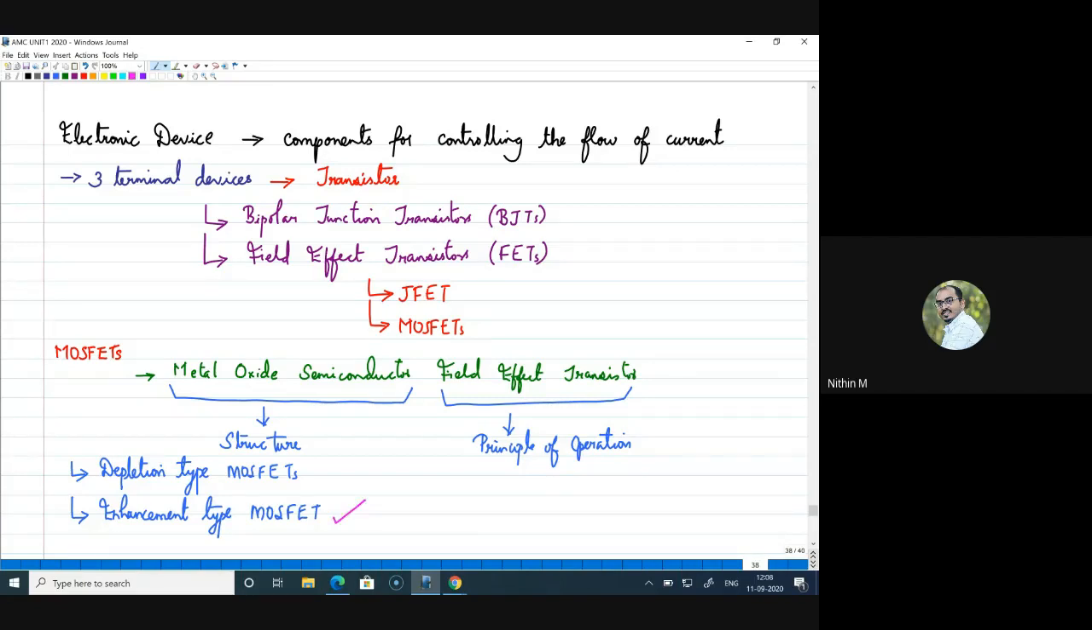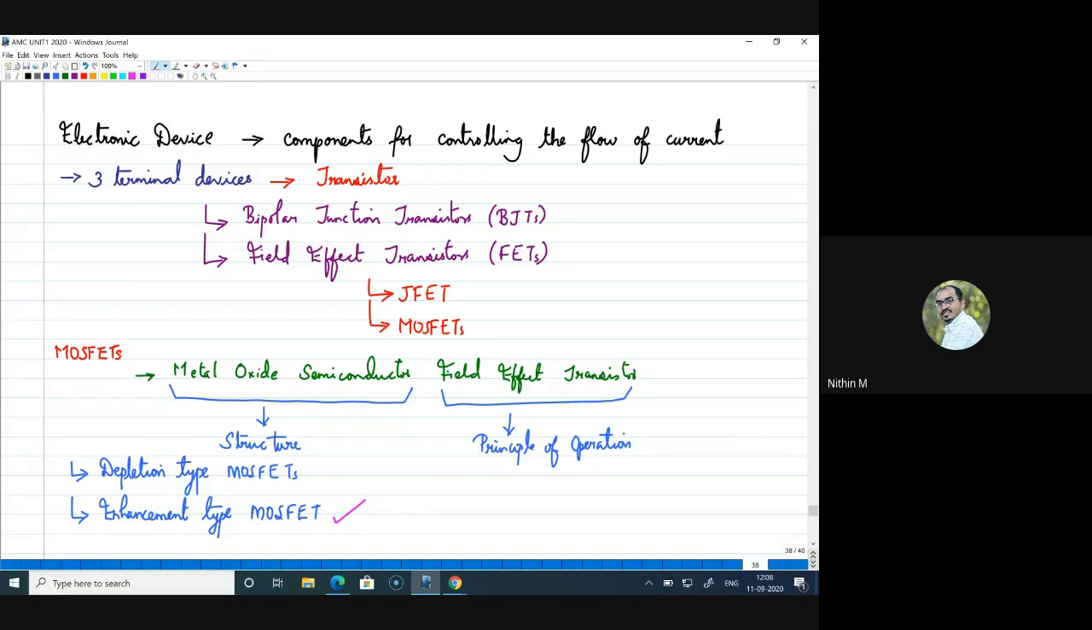But depletion type MOSFETs are also widely used in circuits, especially in startup circuits and all. So probably when we study more on integrated circuits, we'll see where some of the applications of this depletion type MOSFET are. Right. So for now, we'll be focusing on the structure and operation of an enhancement type MOSFET.